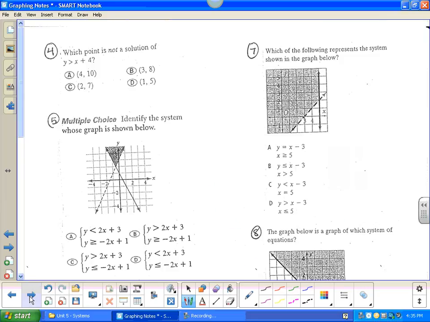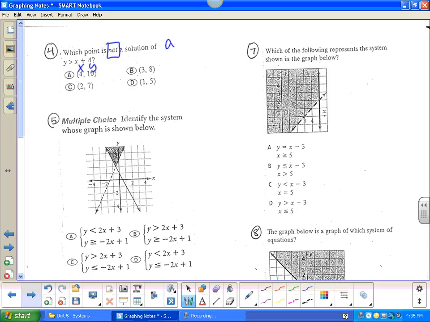Which point is not a solution? That's a very easy word to overlook. So if I'm testing points, I'm plugging them in and seeing which one works, but I want which one is not a solution. So 3 of these are going to work, and I want the one that does not work. Again, remember this is x and this is y, so I'm going to plug the 10 in for my y and the 4 in for my x.